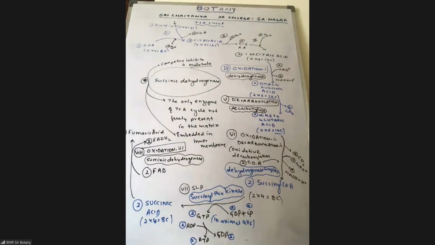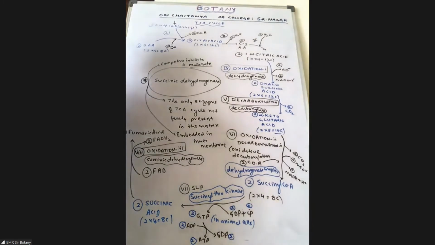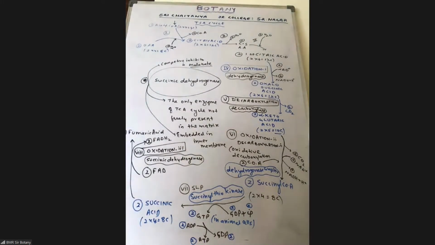Alpha ketoglutaric acid, 2 points related to this to be remembered. Only 5 carbon compound of TCA cycle, alpha ketoglutaric acid. Then alpha ketoglutaric acid can be withdrawn from here to form amino acid, that is for protein synthesis. Then succinic dehydrogenase, the only enzyme of TCA cycle which is not freely present in the matrix. It is there in the inner membrane but carries out this reaction facing the matrix side.